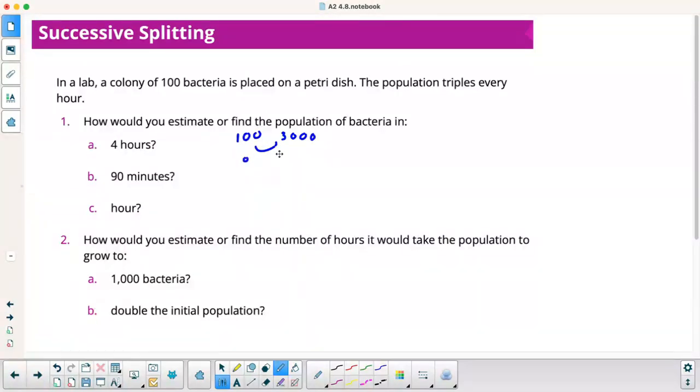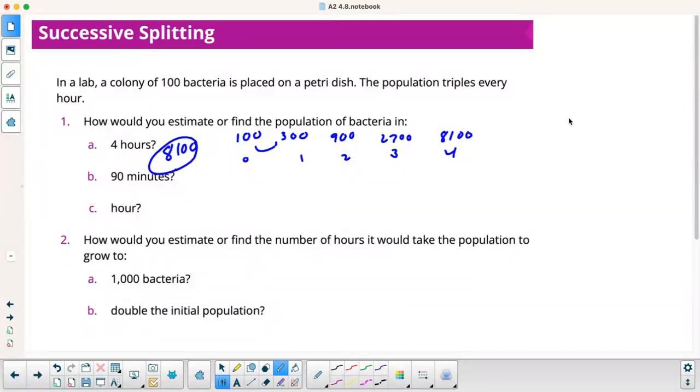So this would be 0. This is 1 hour. I'm sorry, it shouldn't be 3,000. It should be 300. 2 hours. 3 hours. 4 hours. We end up right there. Okay. So you can kind of manually figure it out.